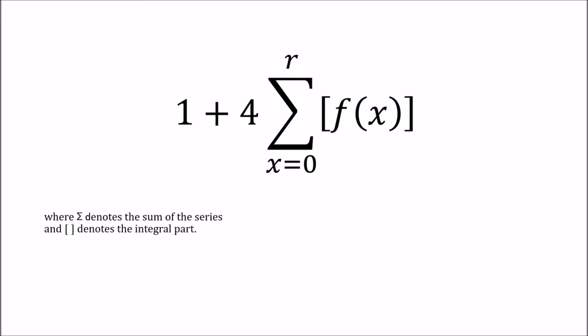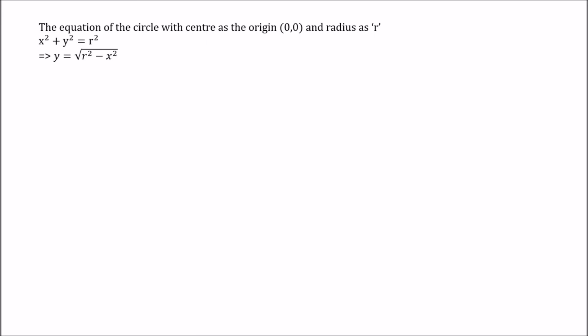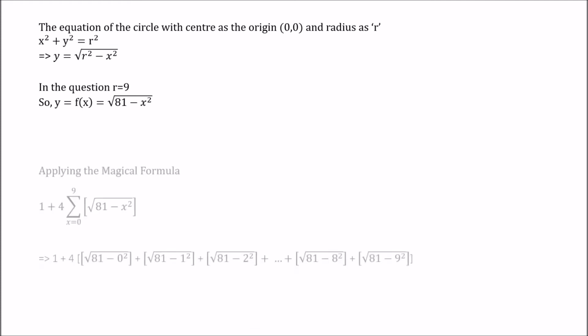Now we must learn how to use this magical technique to solve our question. The equation of the circle with center as the origin (0, 0) and radius r is given by x square plus y square is equal to r square, which further implies that y can be represented in terms of x as square root of r square minus x square. In the question, the value of radius r is equal to 9. So y in terms of x can be a function of x. This will be equal to square root of 81 minus x square.